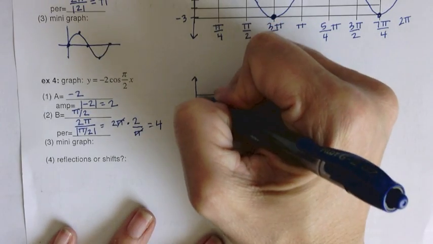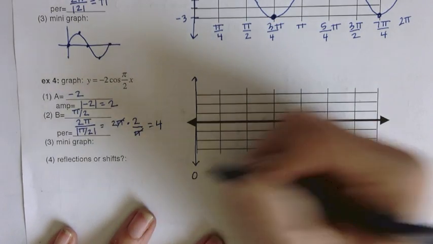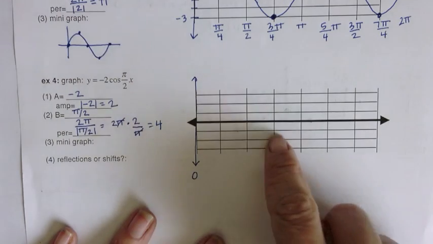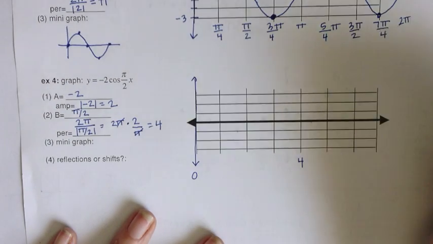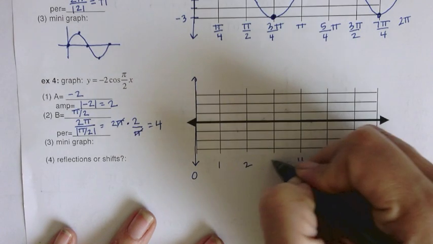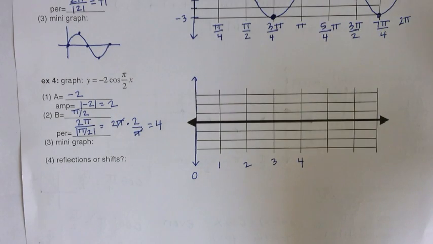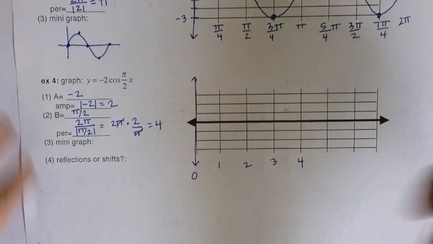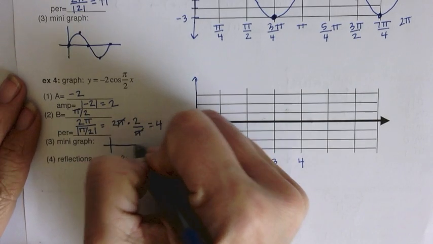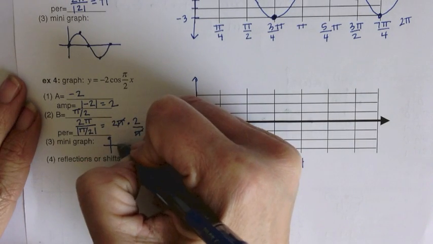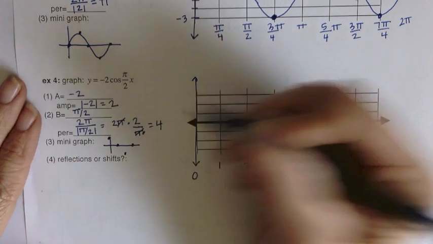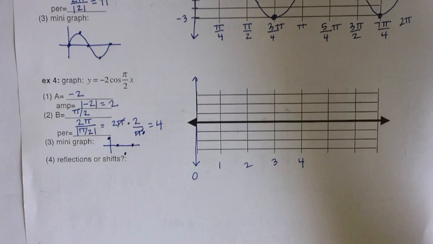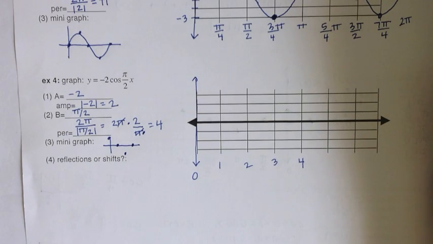So if this is 0, I'm going to go out 1, 2, 3, 4 and label my period, which is 4. And then this is easy to label. There's no radians in here because they canceled out. My mini graph is just a friendly reminder that cosine starts at its max, goes to an x-intercept, min, another x-intercept, and then its max.